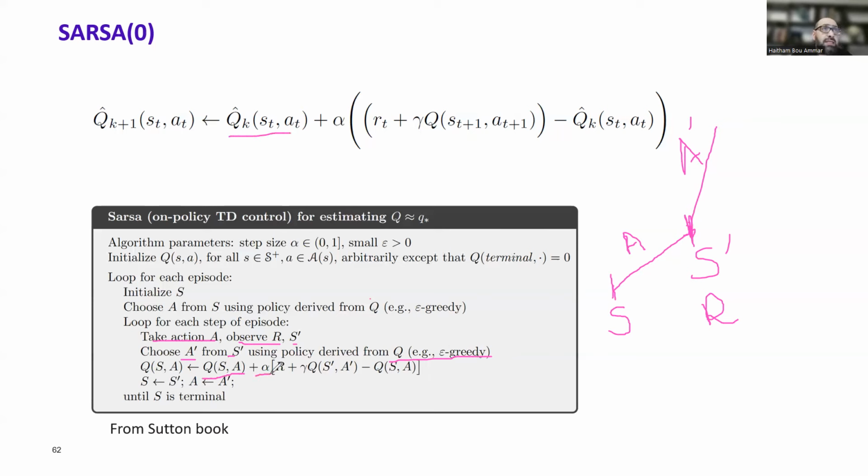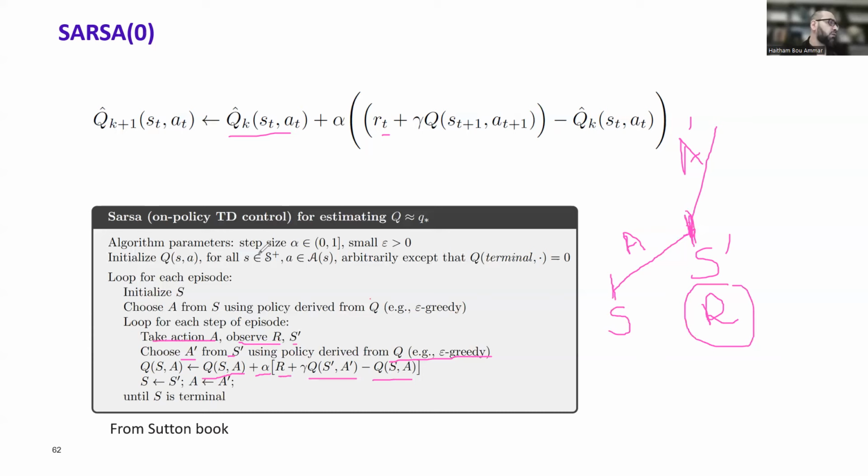Then I'm going to have the learning rate, which is the same as I had before. Then I'm going to have the reward that I got for my transition. But now, instead of doing gamma max over A of Q of S prime A, I'm going to take the Q of S prime A prime. So I'm going to take the Q value corresponding to S prime A prime, and subtract that from Q of S and A. And I'm going to repeat that until the state is terminal.